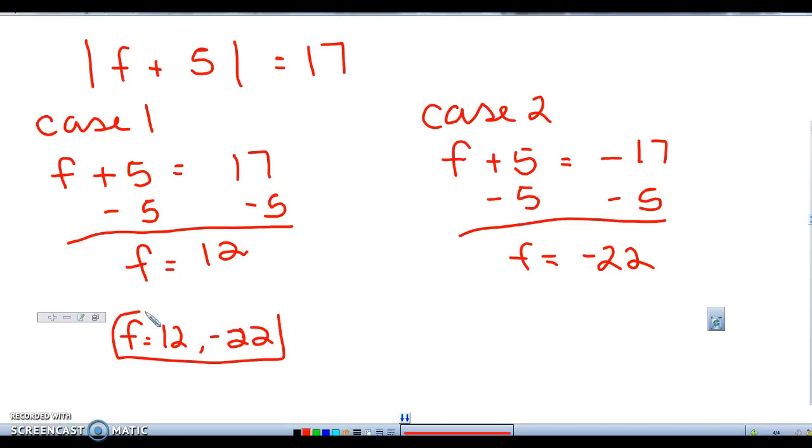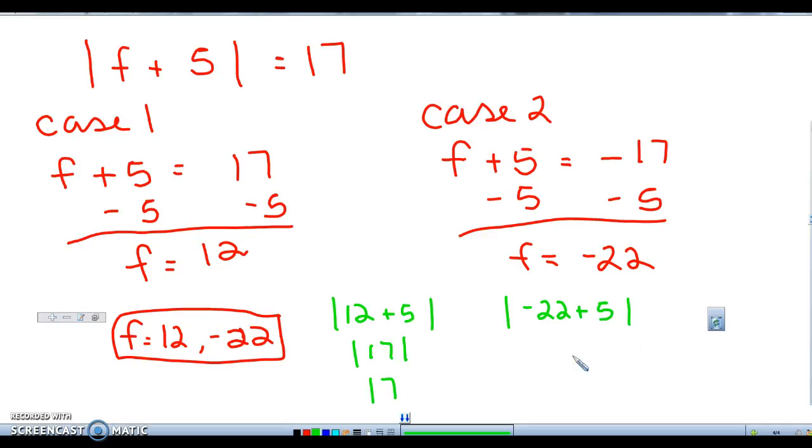But if I went back and plugged those into my original equation, if I had 12 plus 5, the absolute value of that, well, I do what's in the absolute values first. So 12 plus 5 is 17. The absolute value of 17 is 17. Likewise, if I have -22 plus 5, that gives me -17. I take the absolute value of -17 and I get 17. So you can see by checking that both of those answers do in fact work, and that's why I have to consider both cases of it.